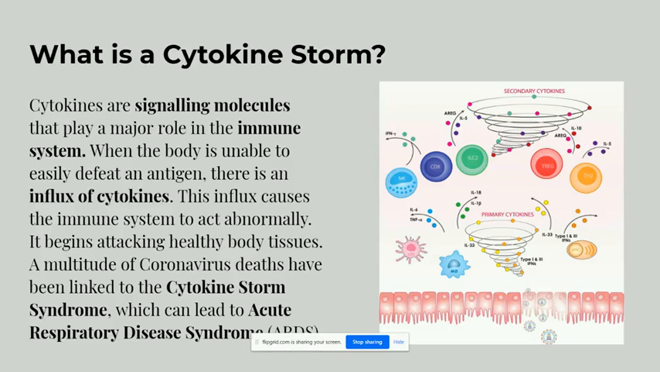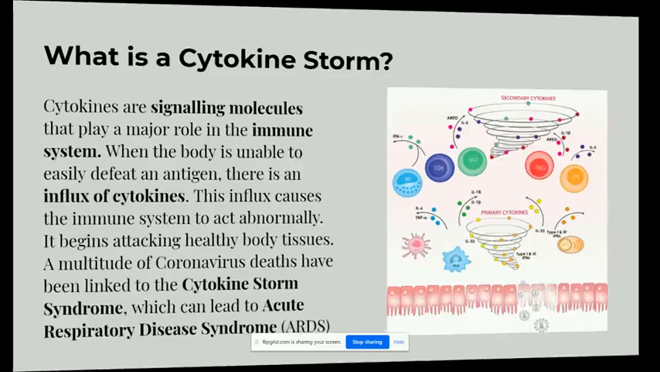A cytokine storm basically occurs when the body is unable to easily defeat an antigen, causing it to release an influx of cytokines. So when it can't defeat the antigen easily, it feels the need to trigger more immune cells and to increase the blood flow even more, so a bunch of cytokines are released. And this influx causes the immune system to act abnormally, and it begins attacking healthy body tissues. Therefore, it's been linked to many coronavirus deaths.